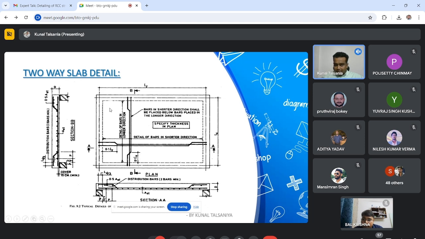If you do not provide torsion steel in all corners, as all edges are discontinuous, definitely you will have a visible crack at the side. You can see that. So it is very important that you do not forget to provide torsion steel in two-way slab, specifically for all corners, or where two edges are discontinuous.